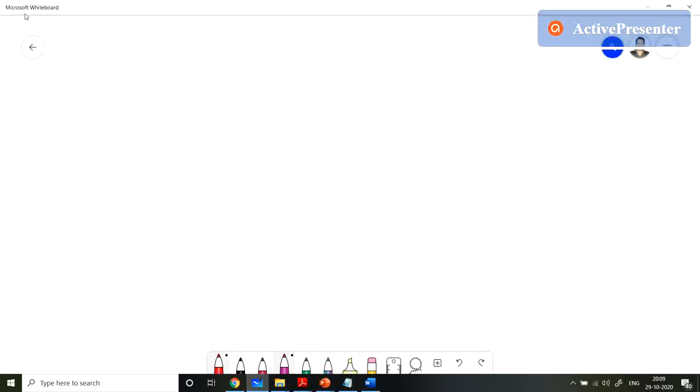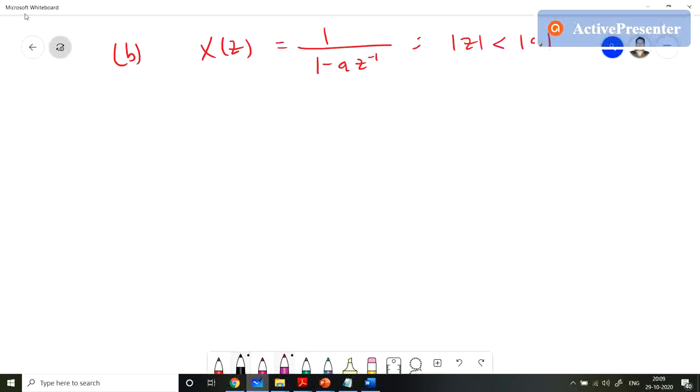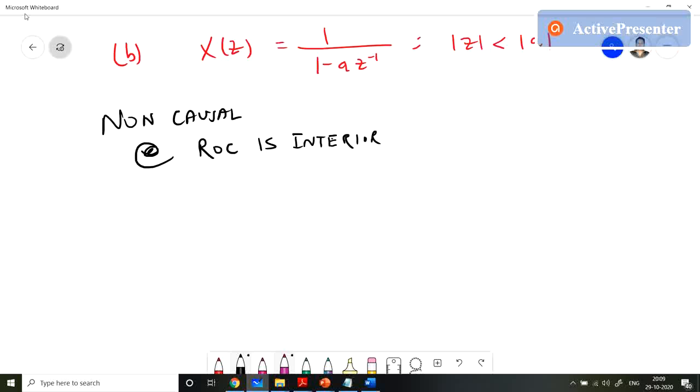Now we can do the solution for part B in the same manner, but with a slightly different approach. We have X(z) equals 1 minus a z inverse, and this ROC is modulus of z less than modulus of a. So this signal is non-causal, because the ROC is the interior of this circle.